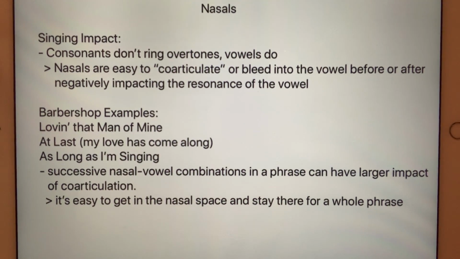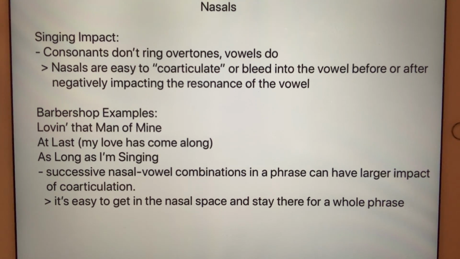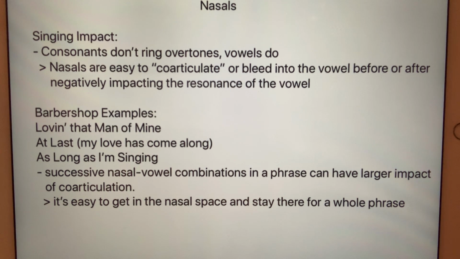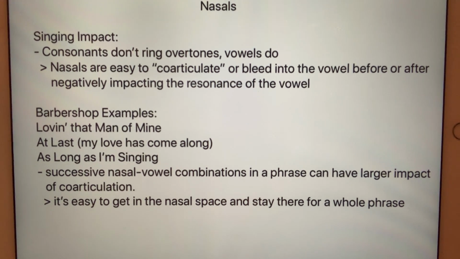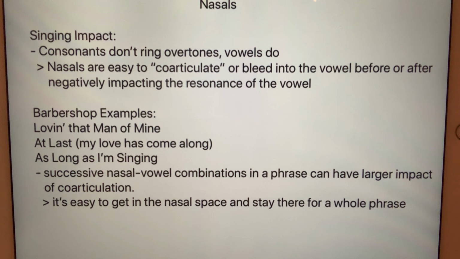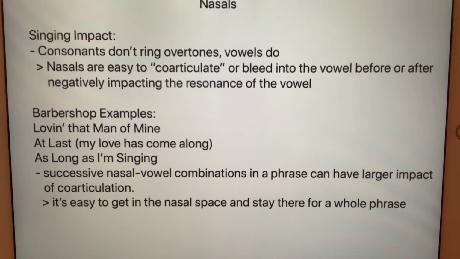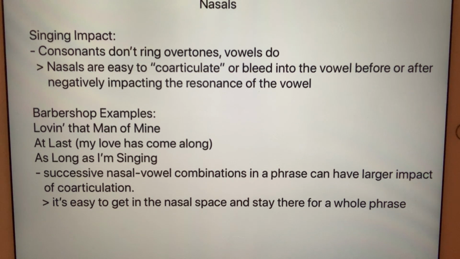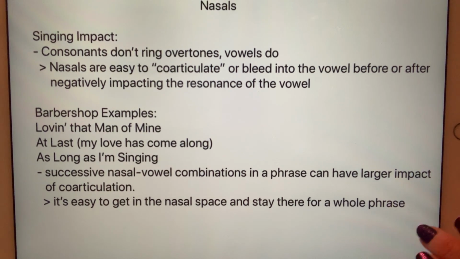Another one is: as long as I'm singing. We even do it on the I, which happens before the M, because we know the M is coming. Sometimes our brains get in the way, right? So you can hear that as long as I'm singing my song, it's really hard to keep the nasal out of the last part of that. So we really have to think about focusing on the vowel to give it its due, lock, and ring so the chords line up nice and together.